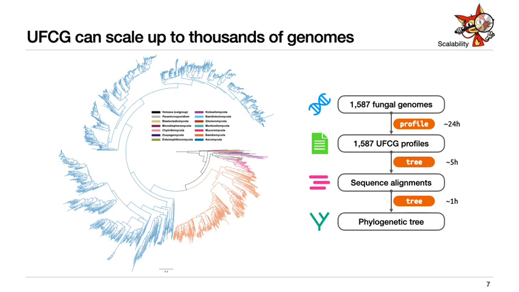On my machine, the entire process took about 3 hours, which means that a phylogenetic analysis of this scale can be easily done within a couple of days using UFCG.